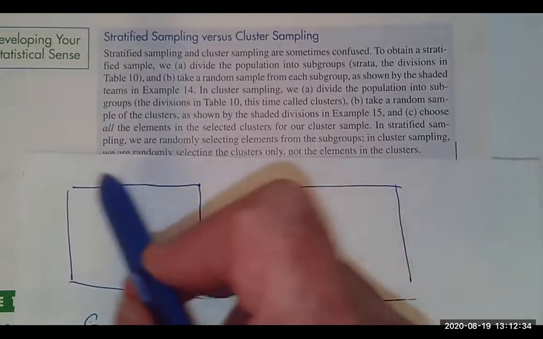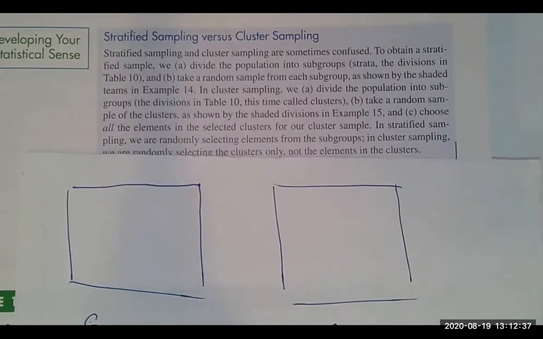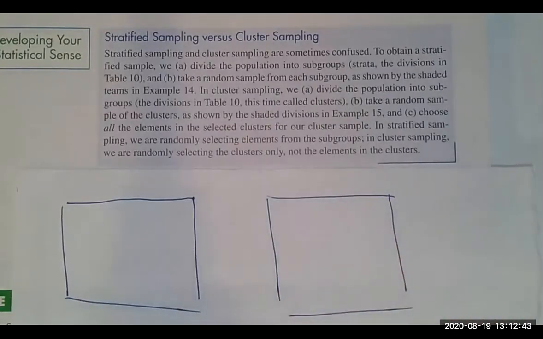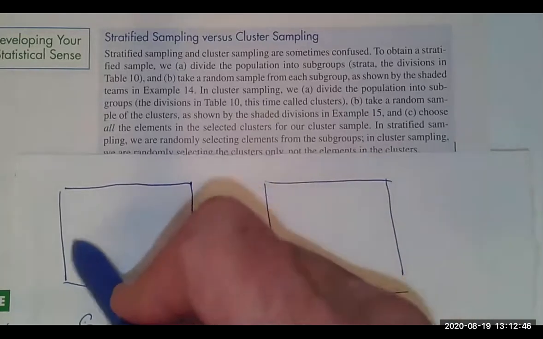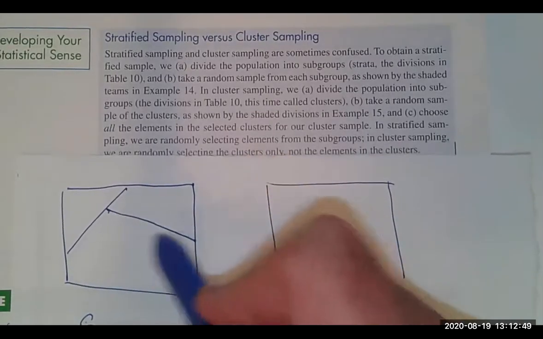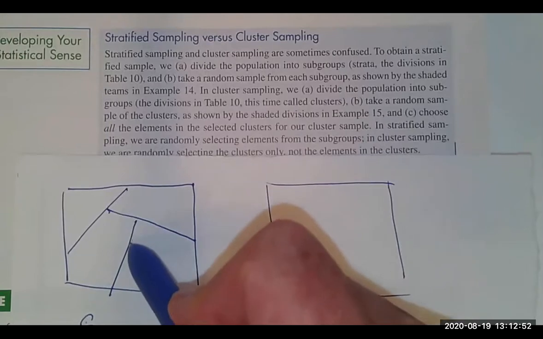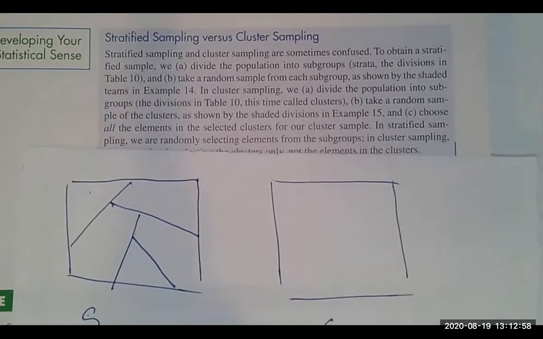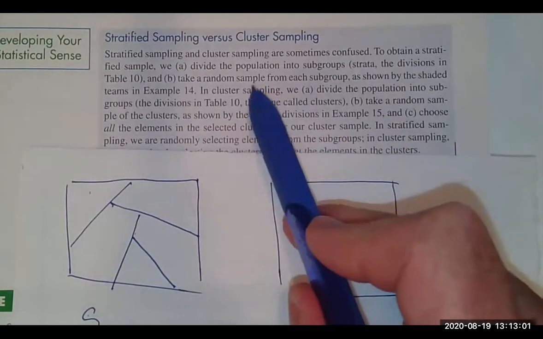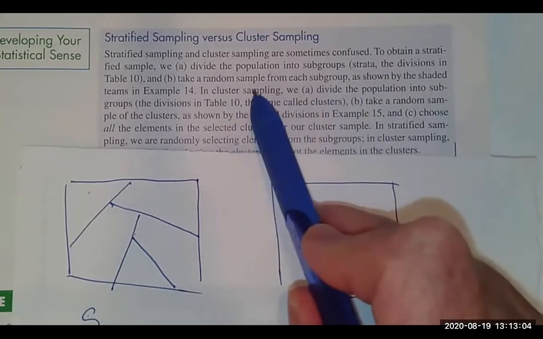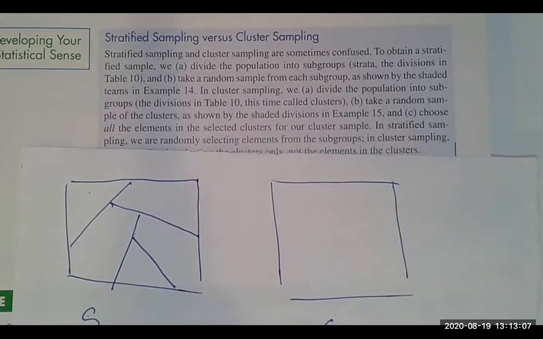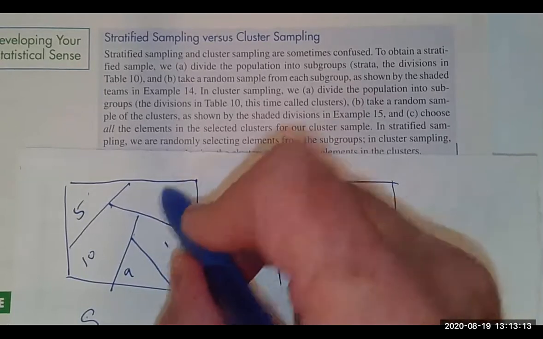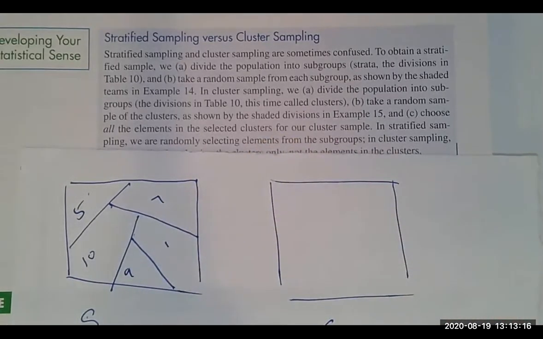All right, so here's the whole population. In the box is everybody in the whole population. It says stratified, we divide the population into subgroups. Okay, let's do 5 subgroups. 1, 2, 3, 4, 5. You divide it into 5 subgroups, and then you randomly sample from each subgroup. So let's say I pick 5 from here, 10 from here, 9 from here, 1 from there, and 7 from there. Every subgroup gets something.